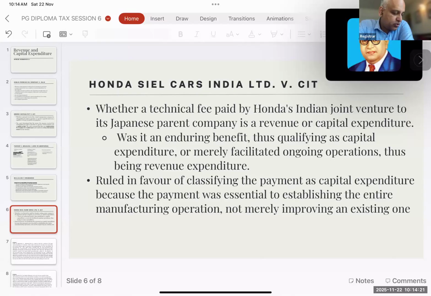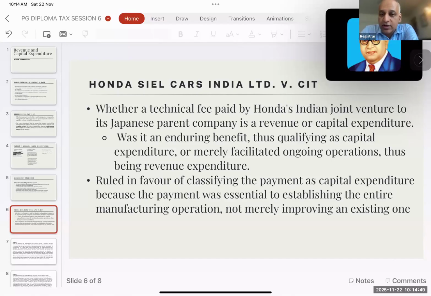I want you to go through those paras and come up with an answer. The question for the class is what was the court's reasoning in coming to its decision? How did the court arrive at this decision that this payment was a capital expenditure and not a revenue expenditure? So from now on, I'm going to ask you to do a series of class exercises so that we get some understanding of what's happening.